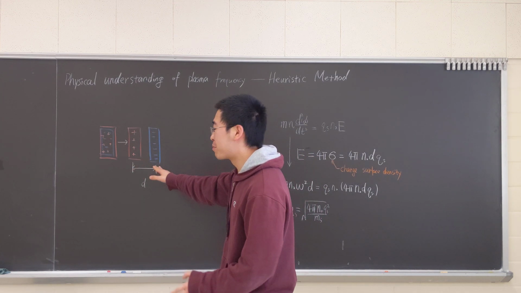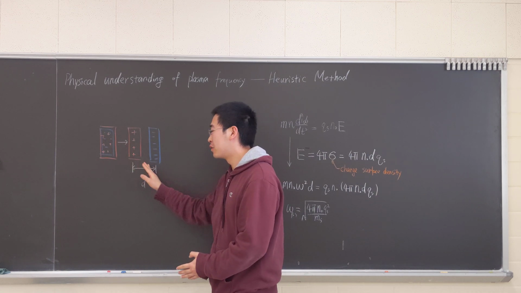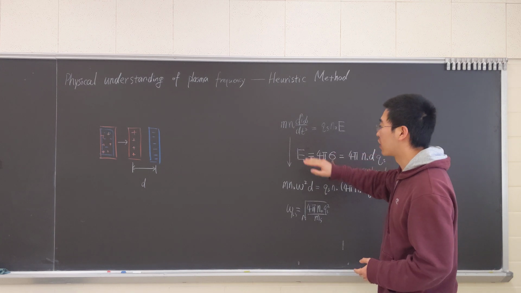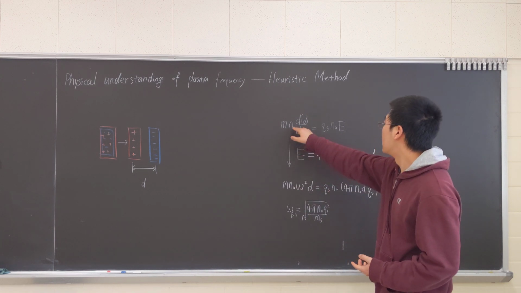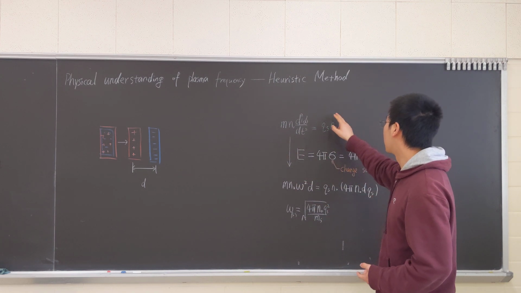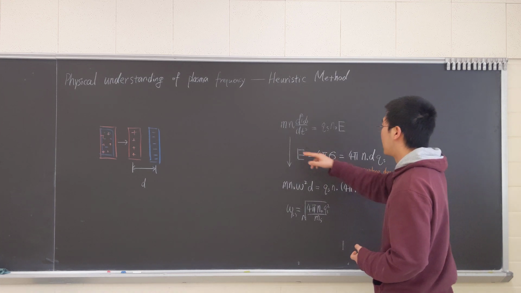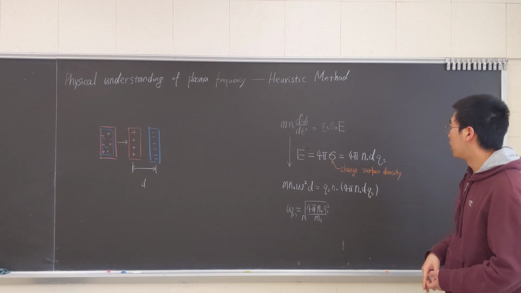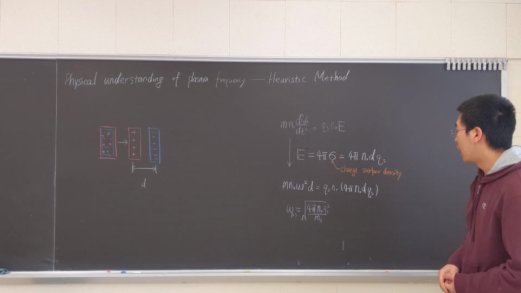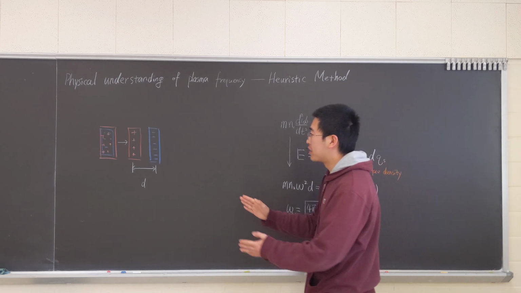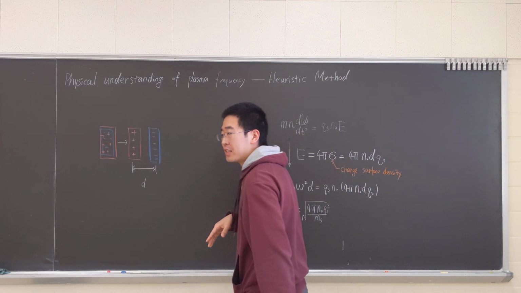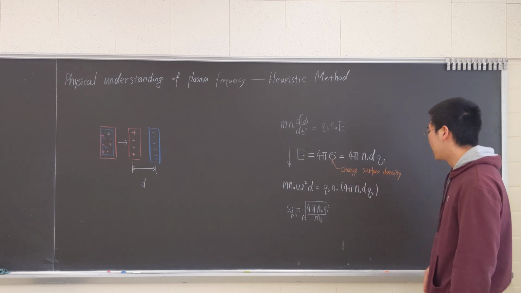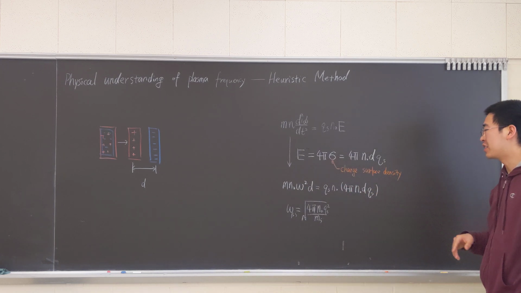So let's consider the separation between those two species is d. And we know from Newtonian mechanics that mass times acceleration equals the force, which is the electric field times the charge. And if we consider this like a capacitor, then we know that the electric field can be expressed as 4 pi sigma. Sigma is the charge surface density.